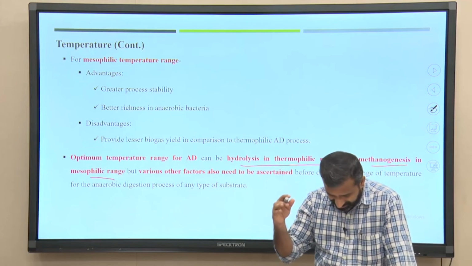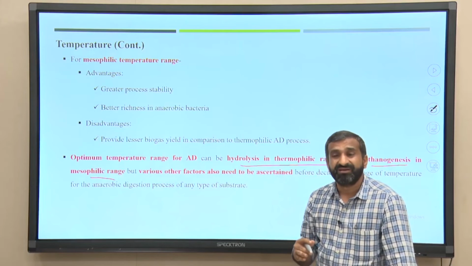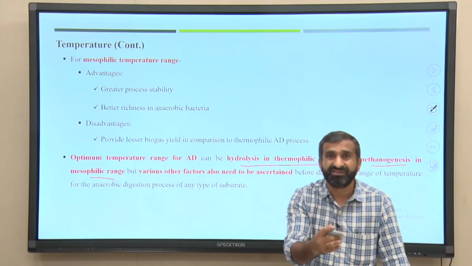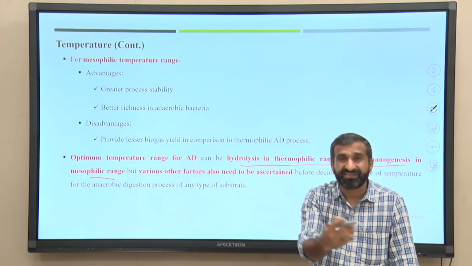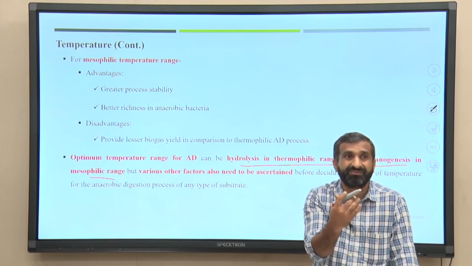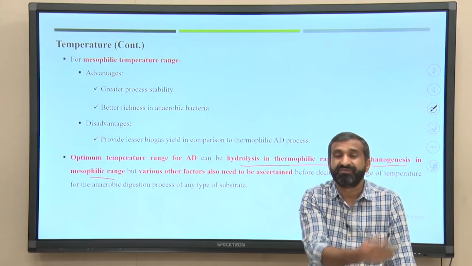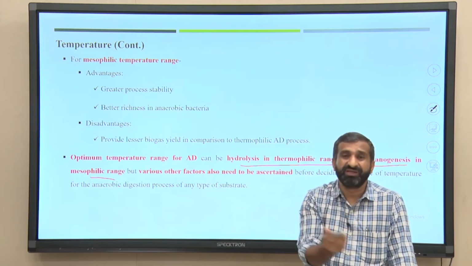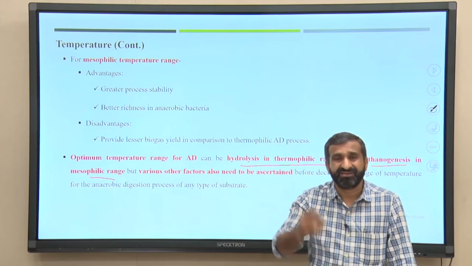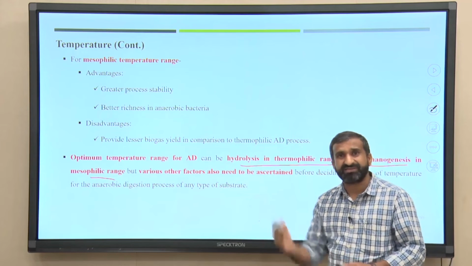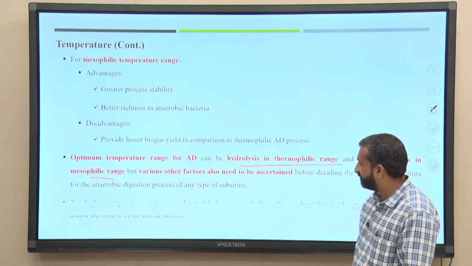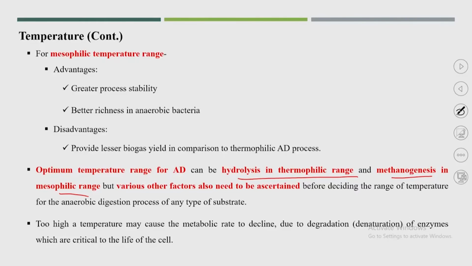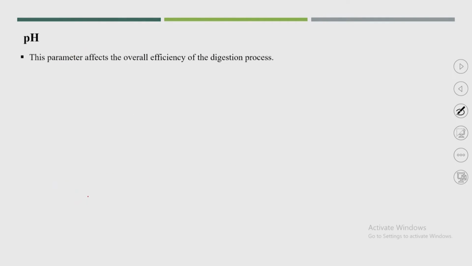There are many research papers available where the substrate is kept in an oven to reach the thermophilic temperature, or the temperature has been added into the mass in different ways, so that the hydrolysis could be better, followed by the anaerobic digestion process under mesophilic temperature. Too high a temperature may cause the metabolic rate to decline due to degradation of enzymes which are critical to the life of the cell.